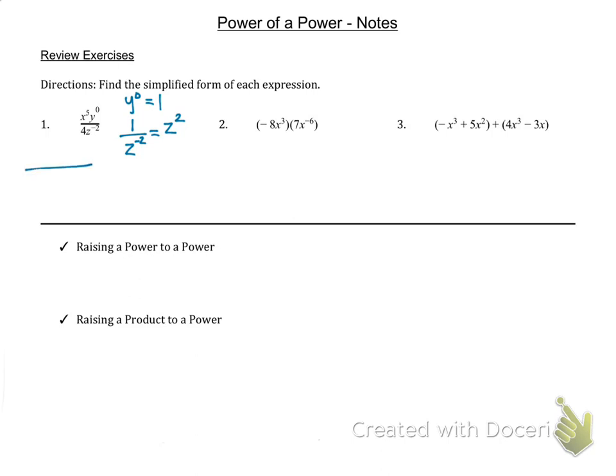So now if we write our answer, x to the 5th stays at the top of the fraction. Y to the 0 equaled 1. Then we have 4 in the denominator, and z squared is going to move to the numerator of the fraction. So there is our final answer.